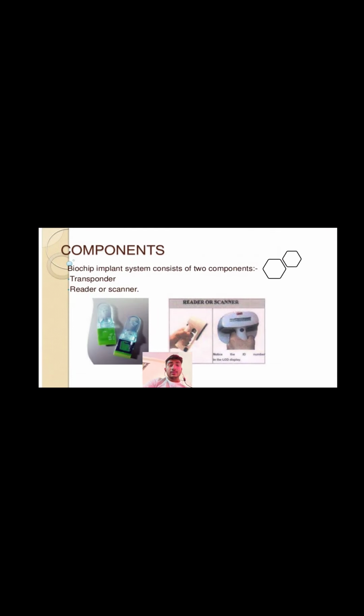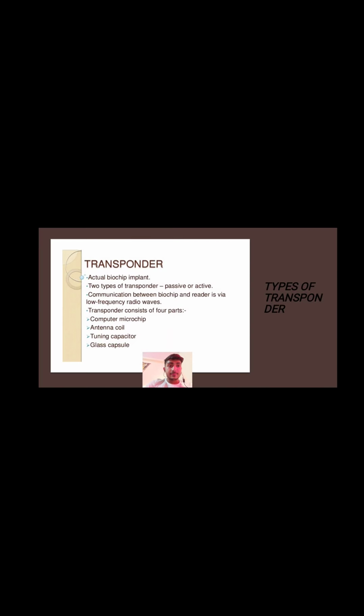And after that, the components. A biochip implant system consists of two components: first, the transponder, and second, the reader or scanner. The transponder is the actual biochip implant. There are two types of transponder, first passive and then active. Communication between biochip and reader is via low frequency radio waves. The transponder consists of four parts: first, computer microchip, antenna coil, tuning capacitor and glass capsule.